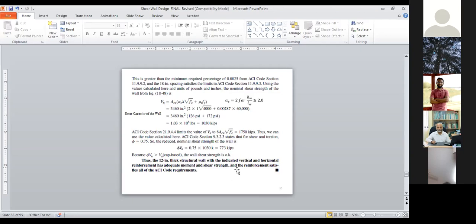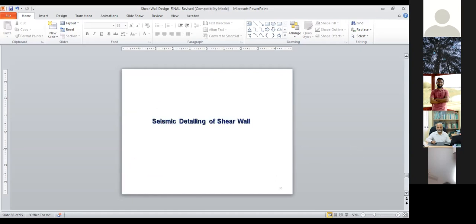Thus, the 12-inch thick structural wall with the indicated vertical and horizontal reinforcement has adequate moment and shear strength, and the reinforcement satisfies all of the ACI code requirements.